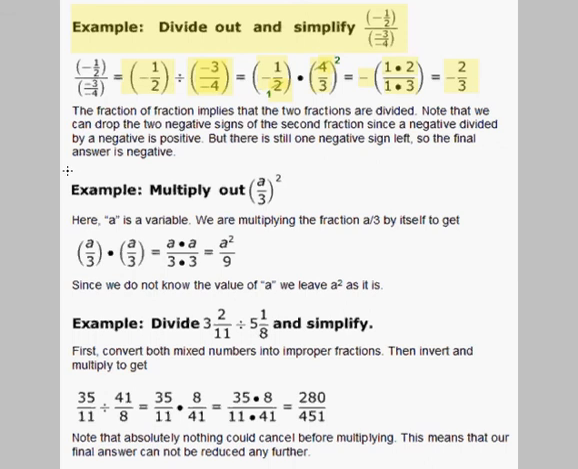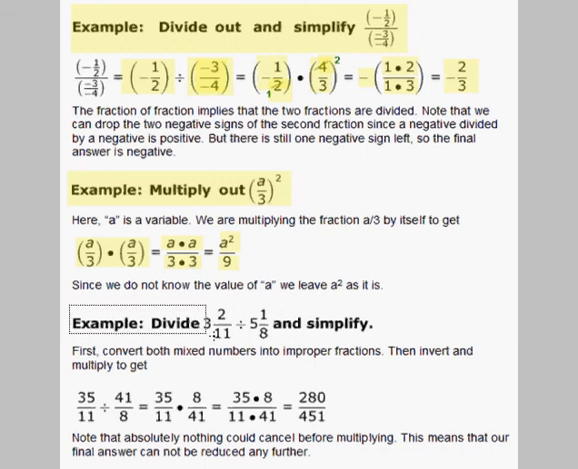In a second example, multiply out a over 3 quantity squared. We're squaring a fraction, which means we multiply a over 3 times itself. And to do this multiplication, we multiply numerators. In this case, it's a times a, where a is a variable, over 3 times 3. We can write a times a as a squared, and 3 times 3 is 9. So our answer is a squared over 9.